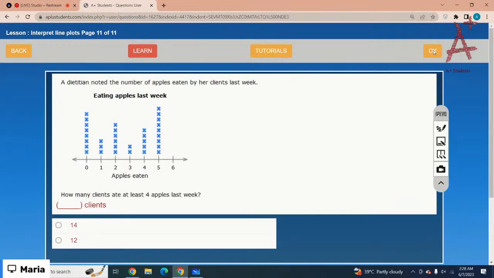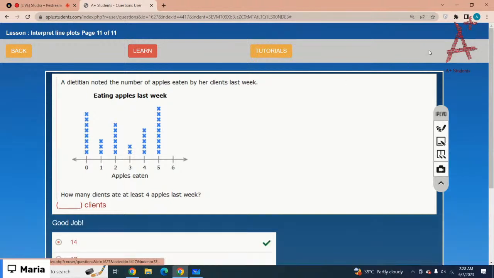A dietitian noted the number of apples eaten by her clients last week. How many clients ate at least 4 apples last week? At least, the minimum value would be 4, and the greater value could be any. So you have to count the crosses starting from 4 until 6. Got it? It would be 1, 2, 3, 4, 5, 6, 7, 8, 9, 10, 11, 12, 13, 14. And 6 has 0 crosses. So that means the total clients are 14. Got it? So the correct option is 14.